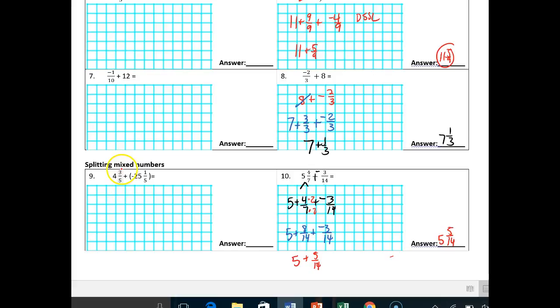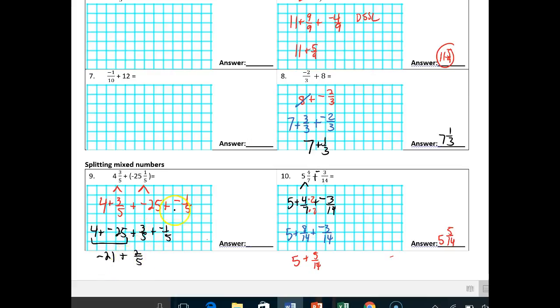You might have to worry about borrowing here, so let's just practice by splitting this up. So 4 plus 3/5 plus negative 25 plus, remember, if this is negative, the fraction is also negative, negative 1/5. Now I would use commutative property, and I'd say, okay, 4 plus negative 25 plus 3/5 plus negative 1/5. I get this part right here gives me a negative 21. This part here gives me a positive 2/5.